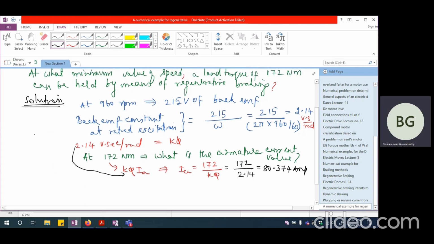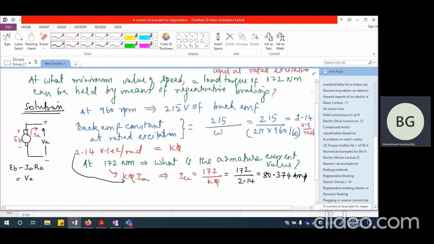Now, in regenerative braking, if you may recall, I am going to have EV greater than VA. So this is VA, and this is going to be plus and this is going to be minus. And I'm going to have EB also like this, and I'm going to have IA flowing in this particular direction. So I'm going to have EB minus IARA, that is going to be equal to VA.